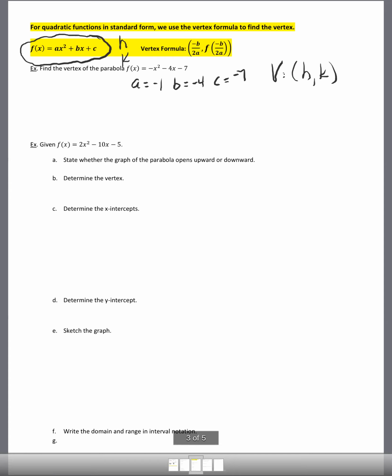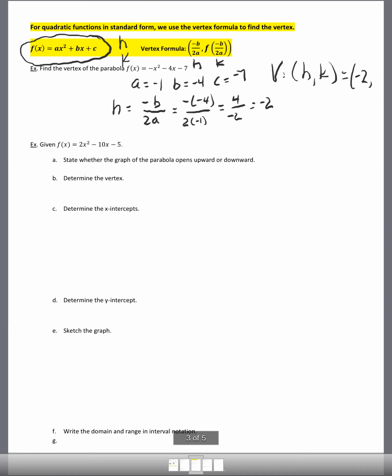The vertex, since again it's called hk, to find the value of h, you'll take the opposite of your b and divide it by 2 times a. So we'll have the opposite of -4 over 2 times -1, and that becomes 4 over -2, which is -2. So right now I know that my vertex is going to be -2 comma something.